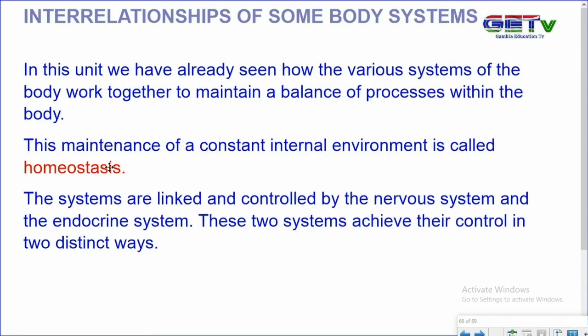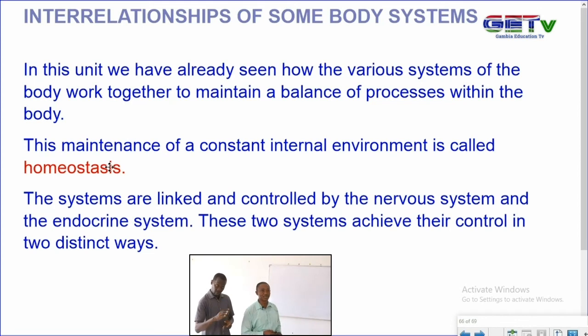Now, finally, we want to look at the interrelationships of some body systems. We have already seen how the various body parts work together to maintain a balance in everything that is happening inside the body. This maintenance of a constant internal environment in the body is what we refer to as homeostasis. It's very important. It makes sure that the body environment remains at the normal. If your temperature goes up, homeostasis kicks into place and brings it to normal. If your temperature drops, it's too cold, your homeostasis kicks in and brings it to the normal.